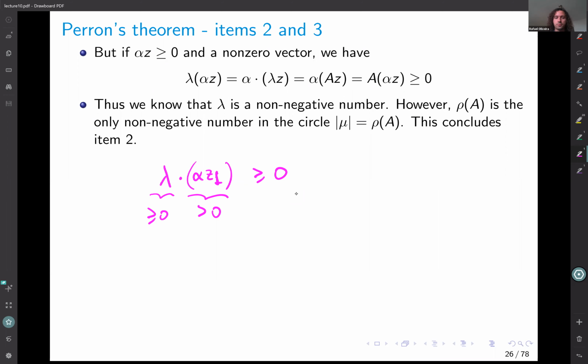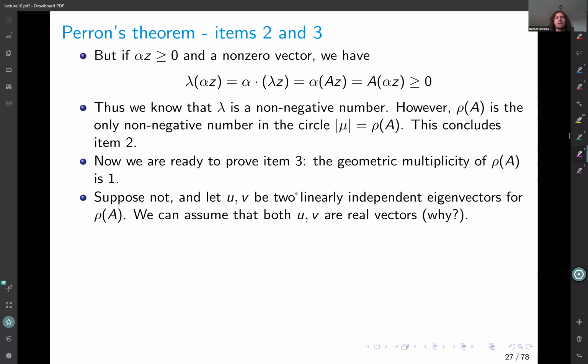So this proves 2. Now, let's prove 3. The geometric multiplicity of rho of A is 1, right? So suppose that it is not 1. If it's not 1, we know that we have actually 2 eigenvectors corresponding to rho of A. Does that make sense? Just because of the assumption, right? Because if my geometric multiplicity was 2, I could have 2 linearly independent eigenvectors for rho of A, just by definition. We're assuming that our geometric multiplicity is 2.